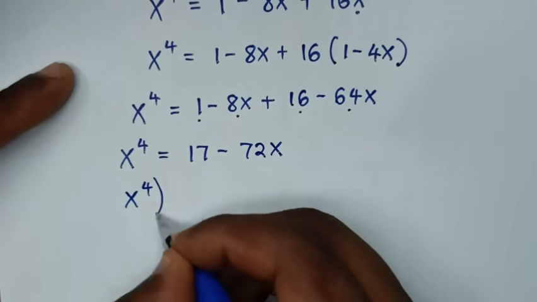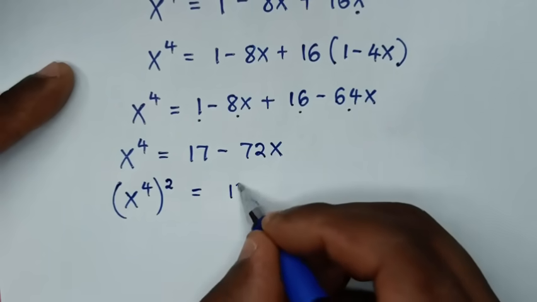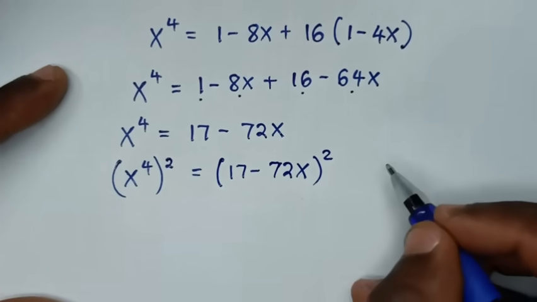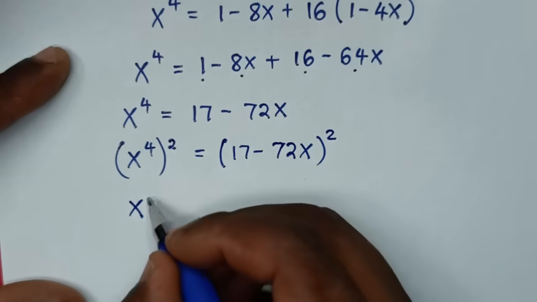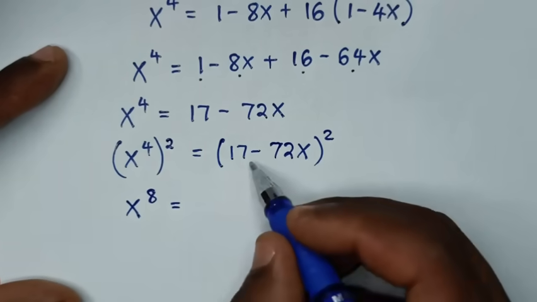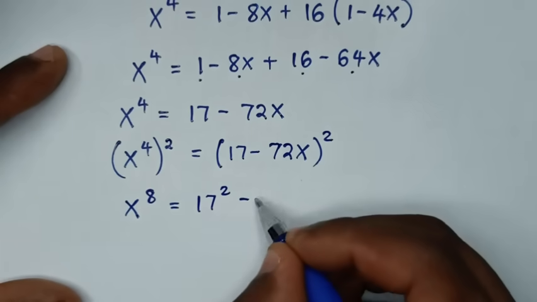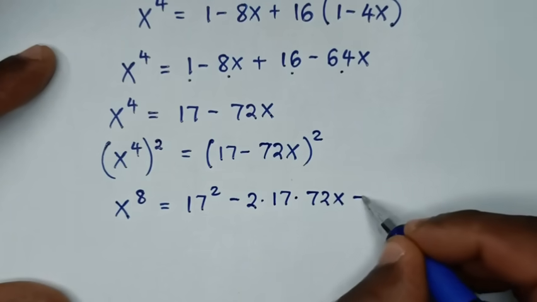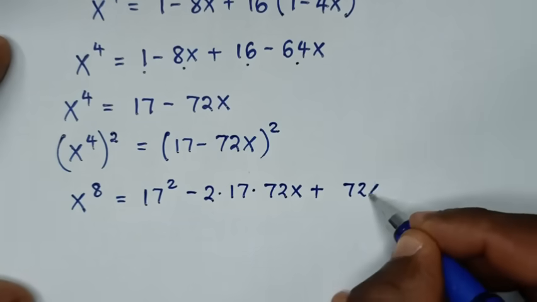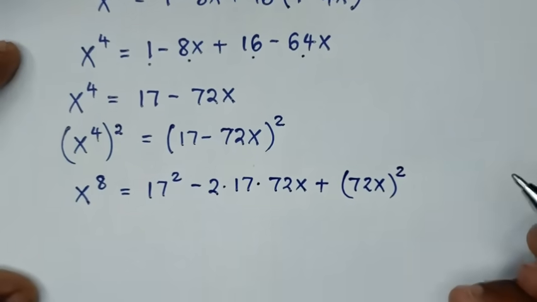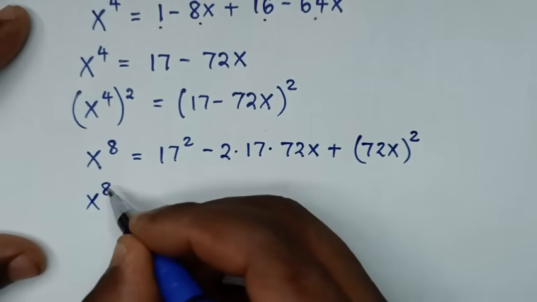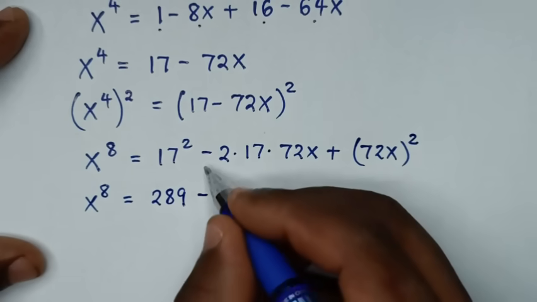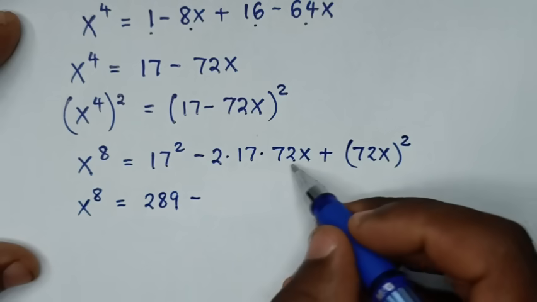So it will be (x^4)^2 = (17 - 72x)^2. We square this side too, so x^(4×2) = x^8 is equal to 17 squared, then minus 2 times 17 times this 72x, then plus this (72x)^2. So x^8 is equal to 17 squared, which is 289, then minus 2 times 17 times 72x.